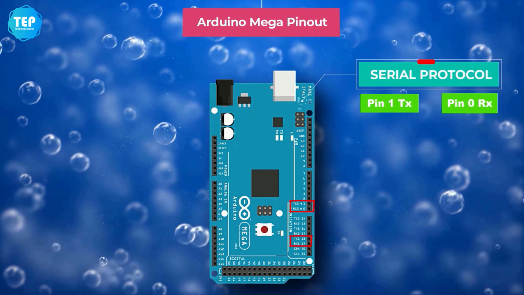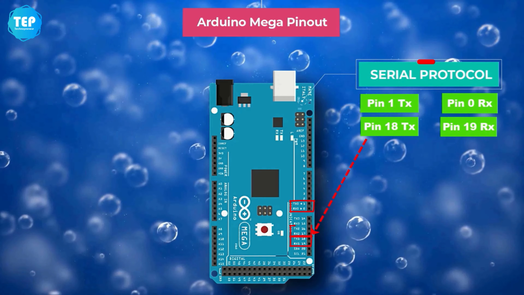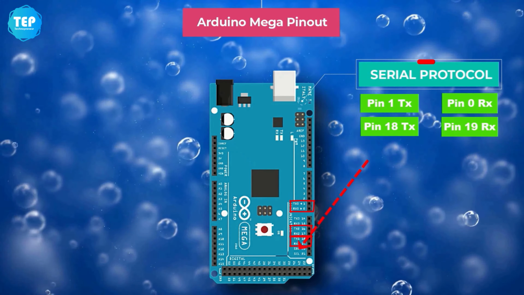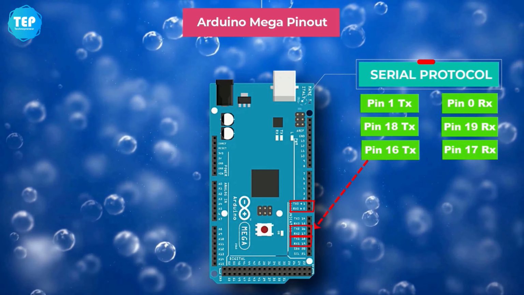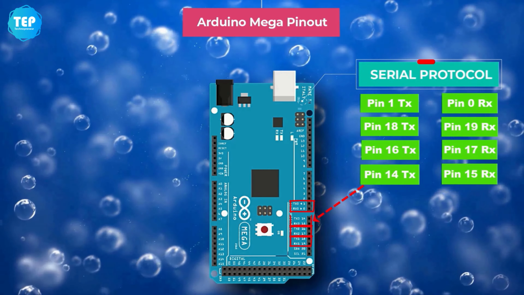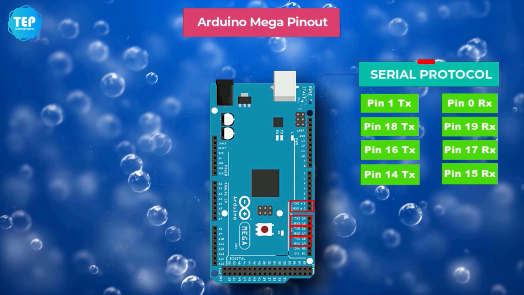Second serial port is available at pins 18 and 19, where 18 is TX and 19 is RX. Next we have a serial port at pins 16 and 17, where pin number 16 is TX and pin number 17 is RX. And the last serial port is at pin 14 and 15, where pin number 14 is TX and pin number 15 is RX.